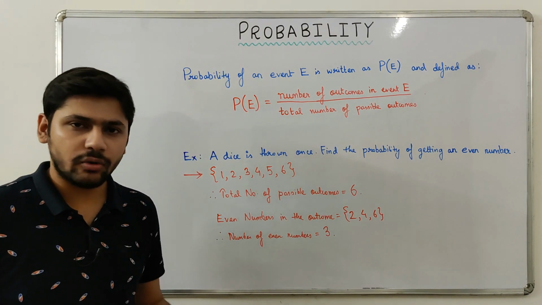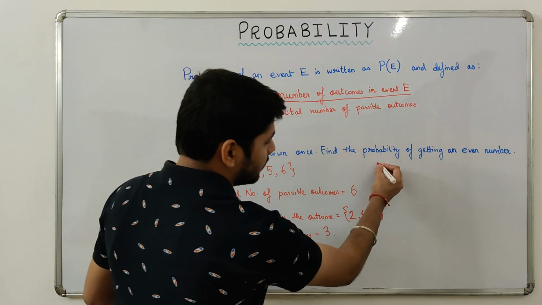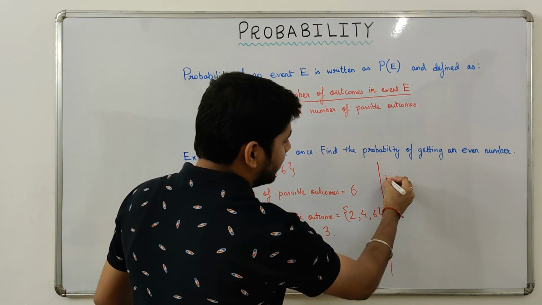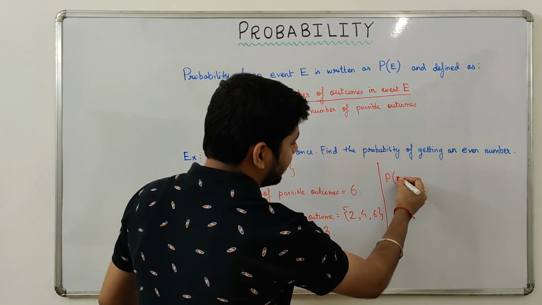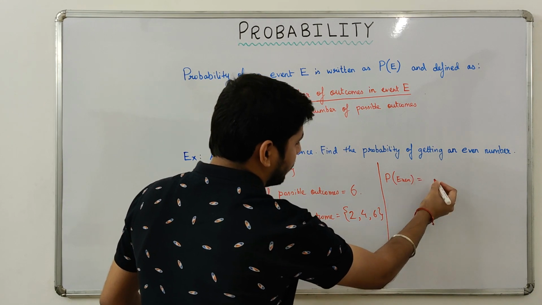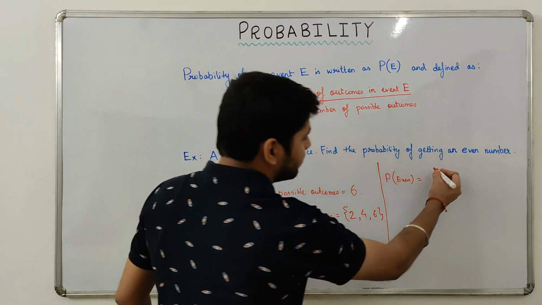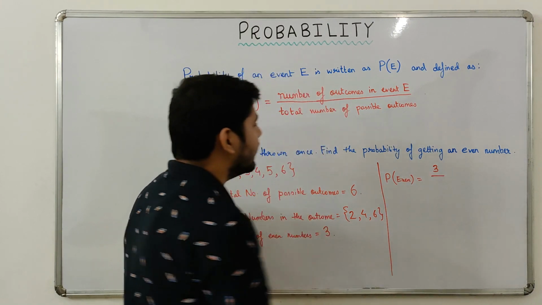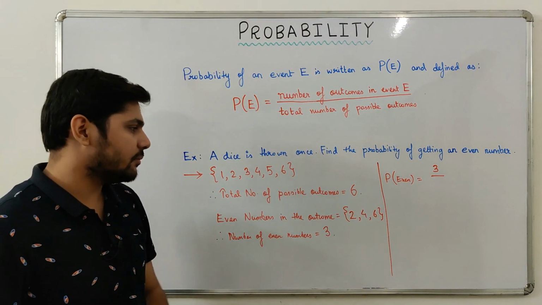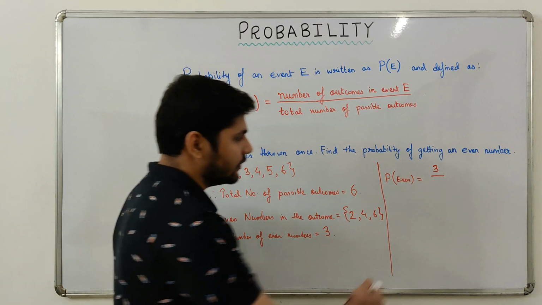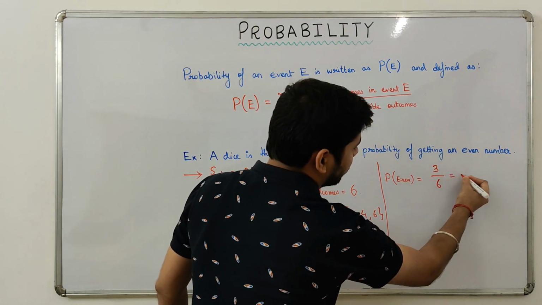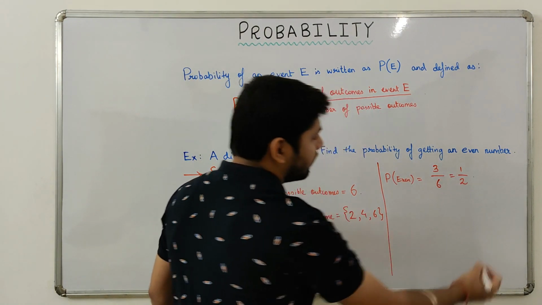Now we can simply calculate the probability. So probability of getting an even number is equal to the number of even numbers present, that is 3, divided by the total number of possible outcomes, which is 6. So 3 by 6, which is equal to half.